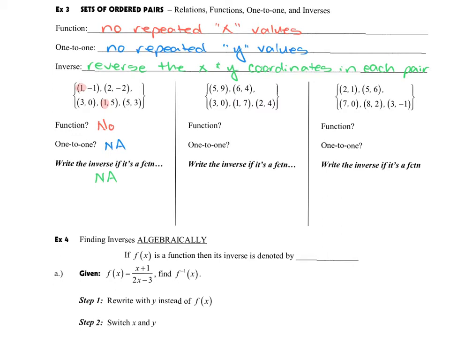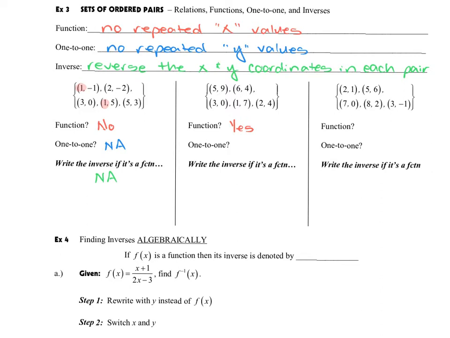Moving on to our next set of ordered pairs, we can see that we do not have any repeated x values. So we can say that yes, this is a function. And if we wanted to analyze whether it was one-to-one, what we would look for then is whether it had any repeated y values. Because again, if we visualize what would be happening, if it had repeated y values, that would mean that for two different x values, we got the same y value, and it would fail our horizontal line test.